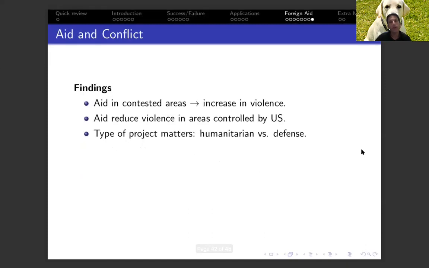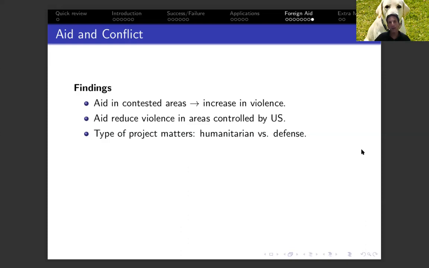All right, so what does the research find? It finds that aid that is distributed in contested areas leads to an increase in violence. Just the way the logic was described a couple of minutes ago, rebels or insurgents are opposing the distribution of aid by increasing their actions against the government in those contested areas. At the same time, aid was more useful in areas where the government already had control with the help of the Americans in this case, and that actually led to a decrease in violence.